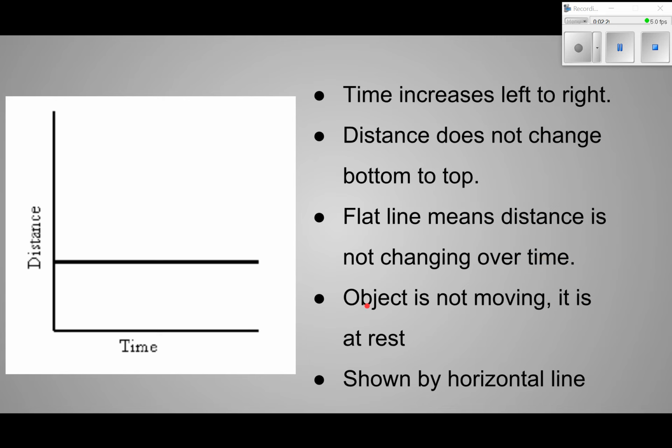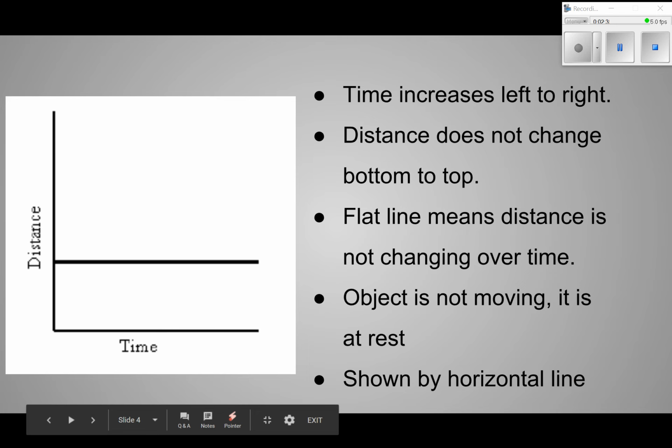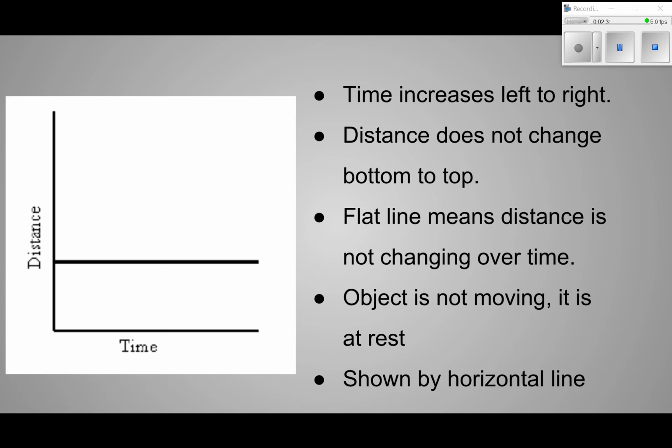That means that the object is not moving. It is at rest. That means it's sitting still. It's not going anywhere. So whenever you see a horizontal line, the object is not moving. That's what that graph shows us.